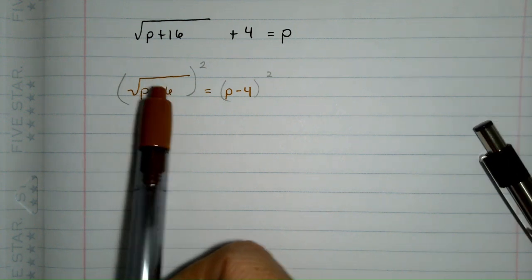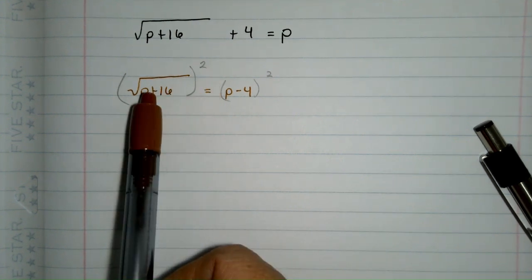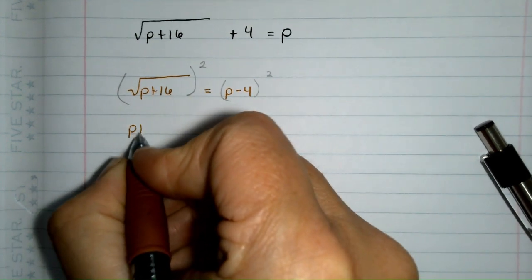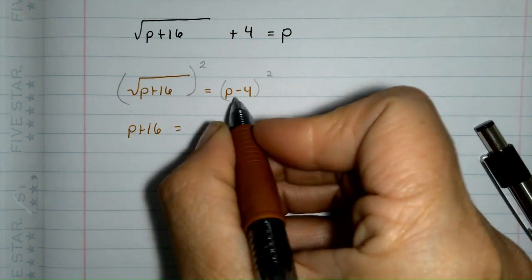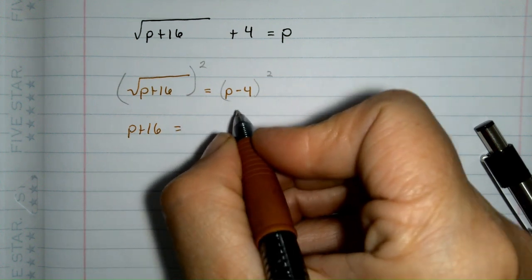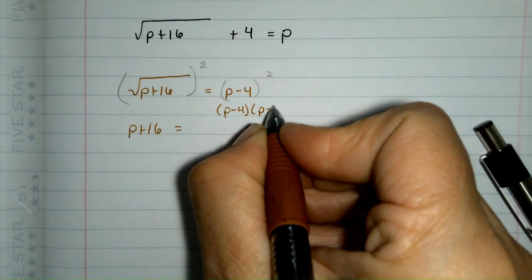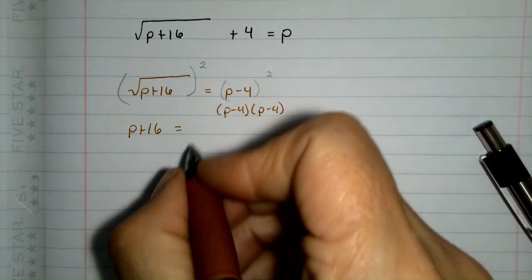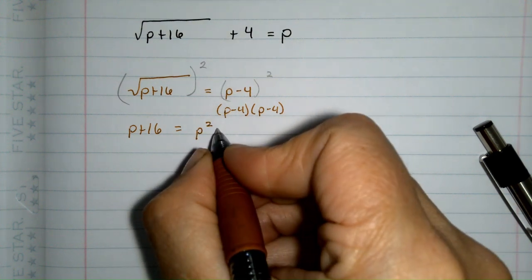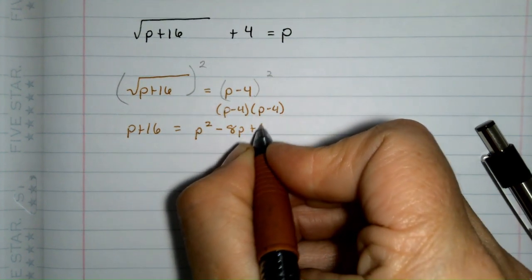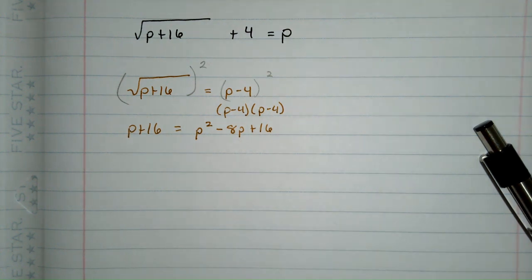On this side, it's a monomial. Everything's in one group. So the square and the square root cancel out, leaving you with just p plus 16. On this right side, however, p minus 4 is being multiplied by p minus 4. It's being squared, which means you must FOIL that out. When you do, you're going to get p squared minus 8p plus 16. If you need to, stop the video, pause it, and double check that by doing your actual FOIL work.